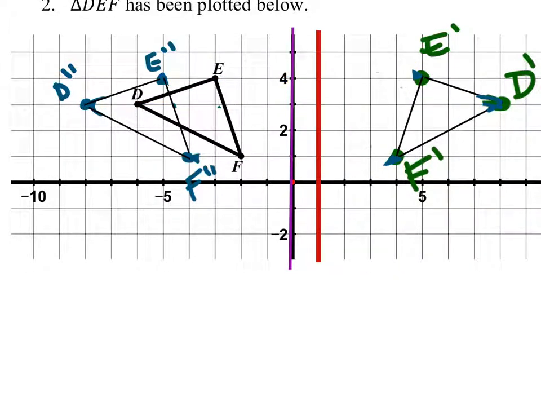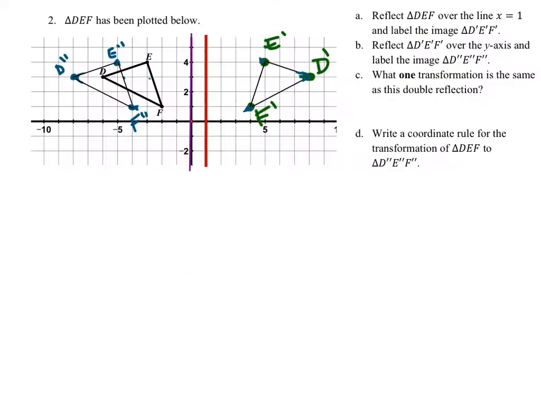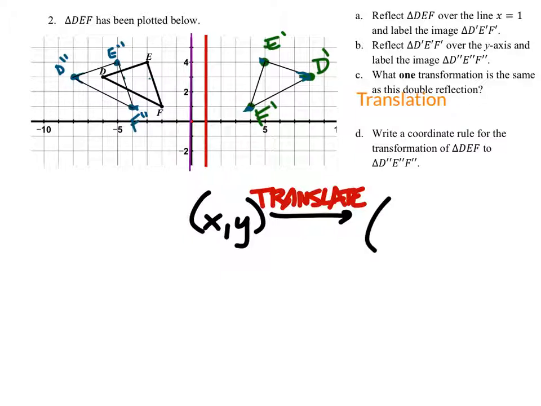This would take us from our original pre-image, triangle DEF, into our double image, triangle DEF double prime. A translation would work, and it would be a translation 2 to the left, so the coordinate rule really isn't too bad. So we got our coordinate rule set up. I'm going to take x and y. In this case, we're going to take the x and move it to the left 2, and the y value didn't change at all, so there's a nice coordinate rule there.